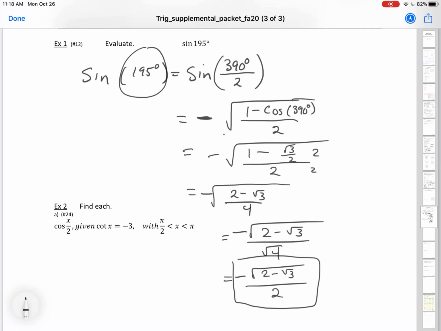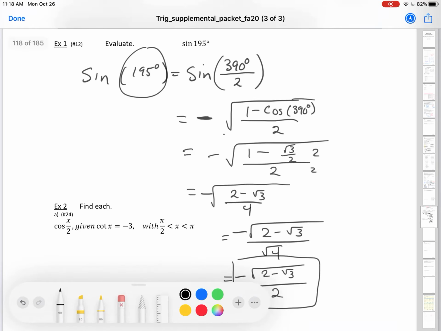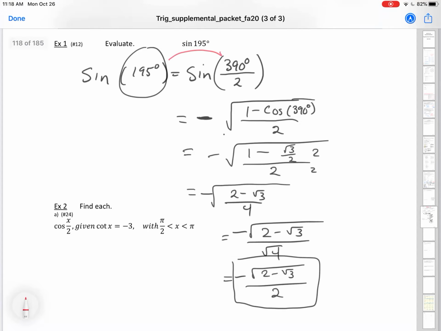So if we look at what we did first, and I start to label things because I think it's really important to know: from here to here was arithmetic. Just wondering what angle I would have to have in order to get 195. And it was 390. Now 390 was a good angle because I know all about it because it's 30 degrees beyond 360. Then I used trig. So I used a trig identity. So this is the first time we had to use our class, right?